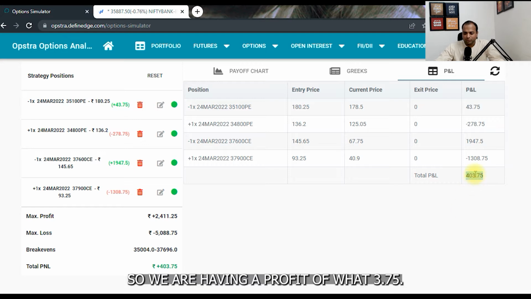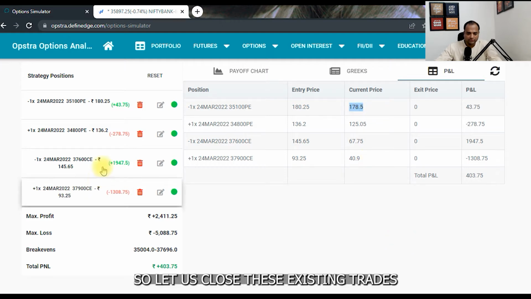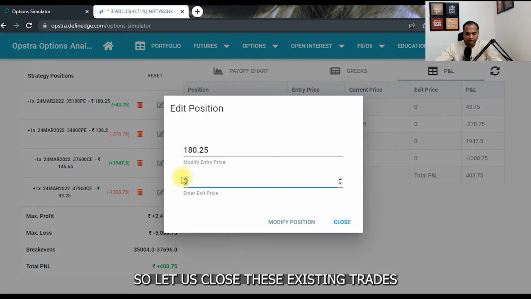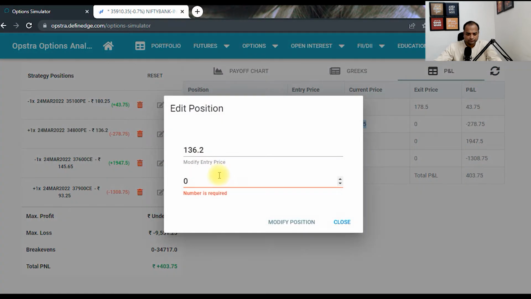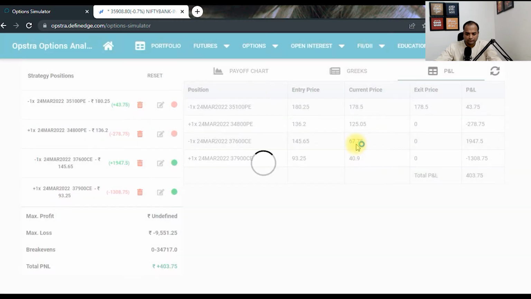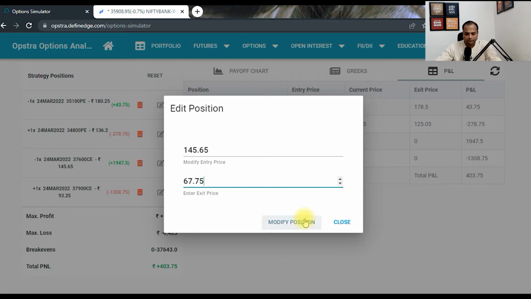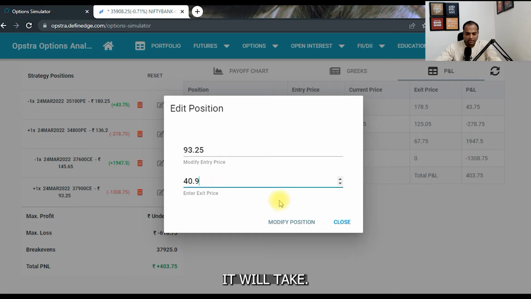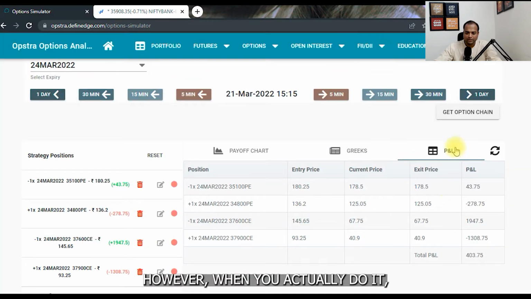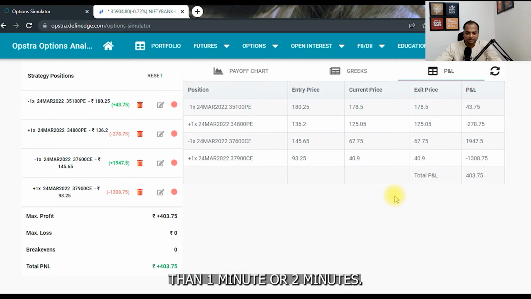So we are having a profit of 403.75. So now we are simply going to do the adjustment. So let us close these existing trades. Because I'm doing simulation, it will take some effort. However, when you actually do it, it will not take more than 1 minute or 2 minutes.